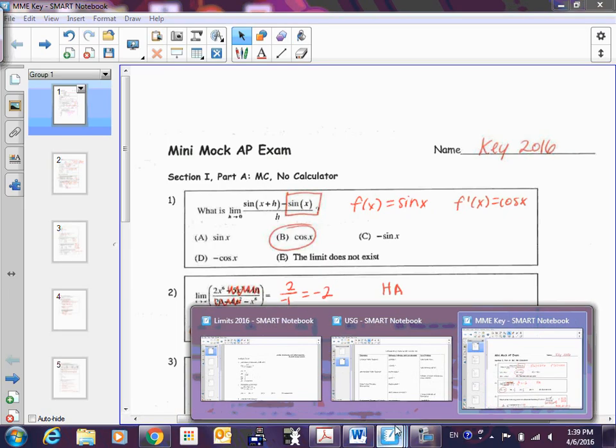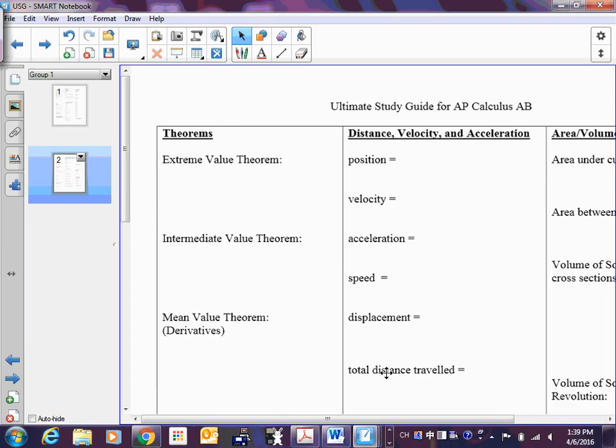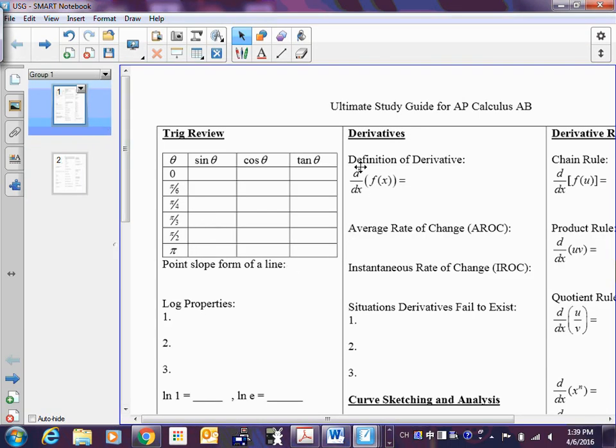So I want you to look on your Ultimate Study Guide. Look at the front. It's hard to tell which is the front and the back, but find where it says derivatives in the middle column right here. We are going to be filling this out each day. You are welcome to write anything you want on this. I'm just going to give you suggestions.